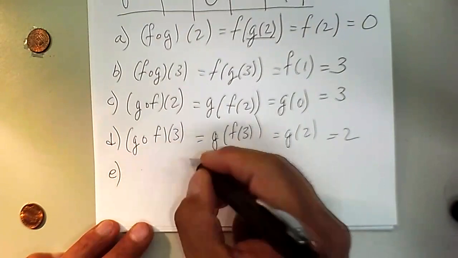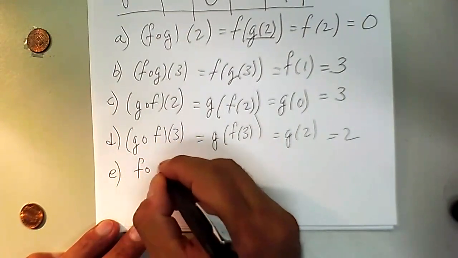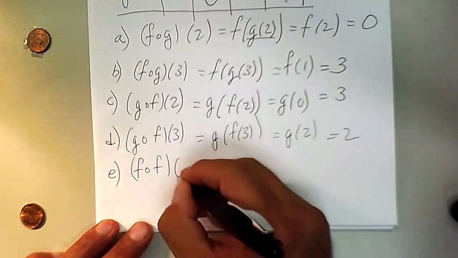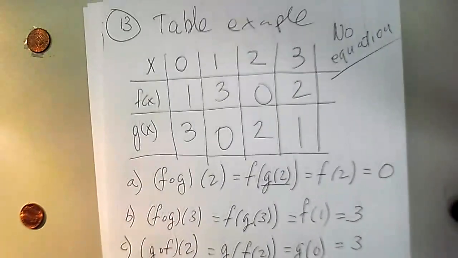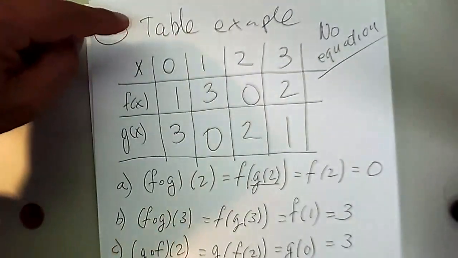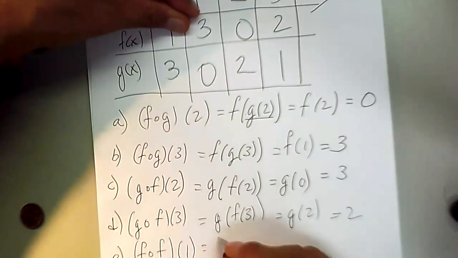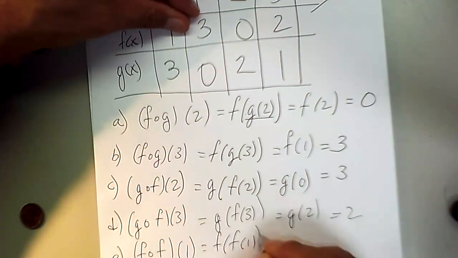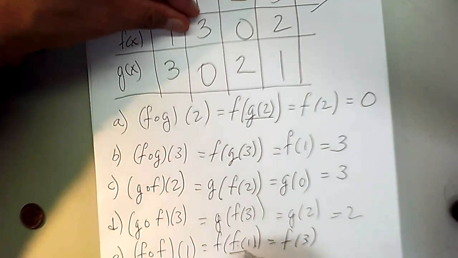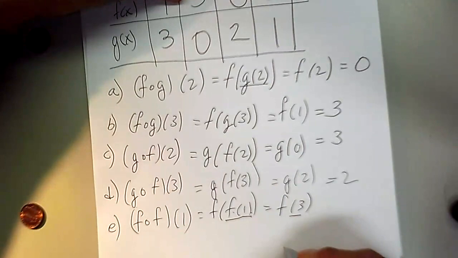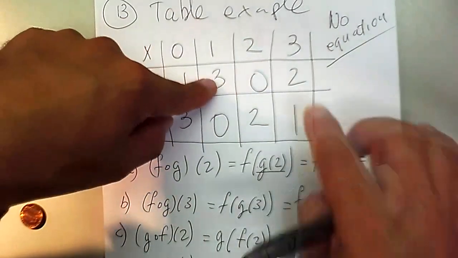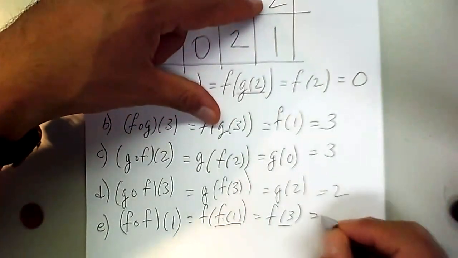E, oh, don't forget we can do F composed with F. Let's say 1. So F of 1 is 3. So this part is 3, but then we still have to do F of that. F of 3 is 2.